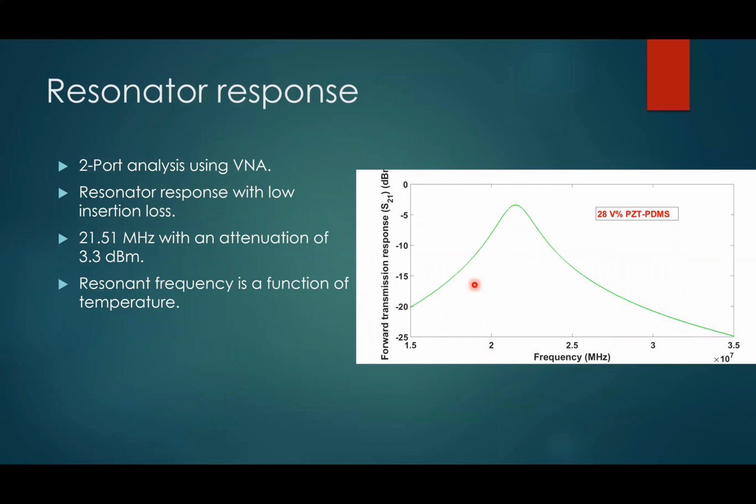So the resonator response: once we built this sensor, before putting the multi-wall carbon nanotube layer, we just wanted to see if the flexural plate wave resonator works. So we connected that to the VNA, and this is the S21 response that we measured. You can see that we have a resonant frequency around 21.5 megahertz, and the attenuation we achieve there is around minus 3.3 dBm.